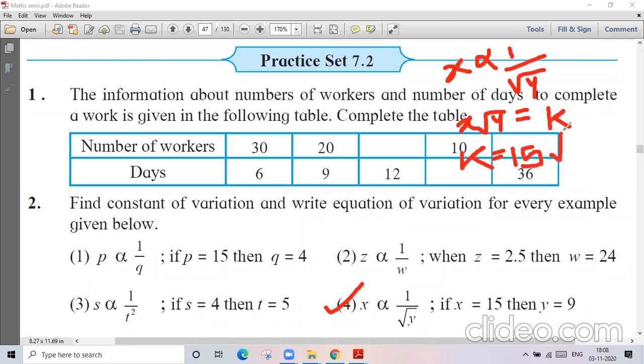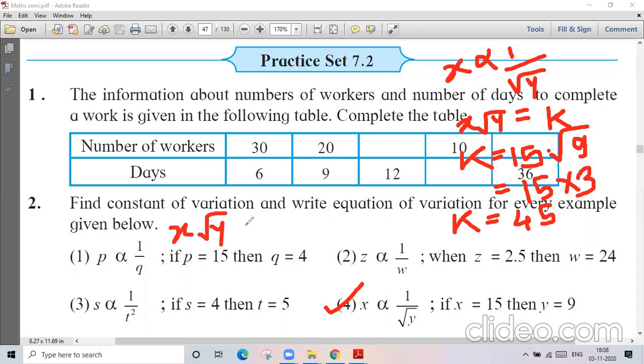Then y is what? Y किती आहे? 9. Right? 9. इथे डॉट टाका. म्हणजे मल्टिप्लिकेशन साइन. That means आता 9, 9 चा स्क्वेअर रूट किती येतं? 3. Right? So k is equal to 45. K is equal to 45 is your answer. And equation जर काढायची असेल तर that will be your x root y is equal to 45.